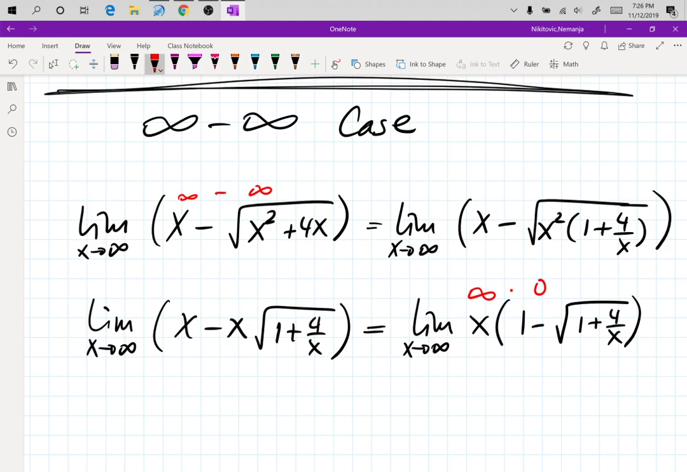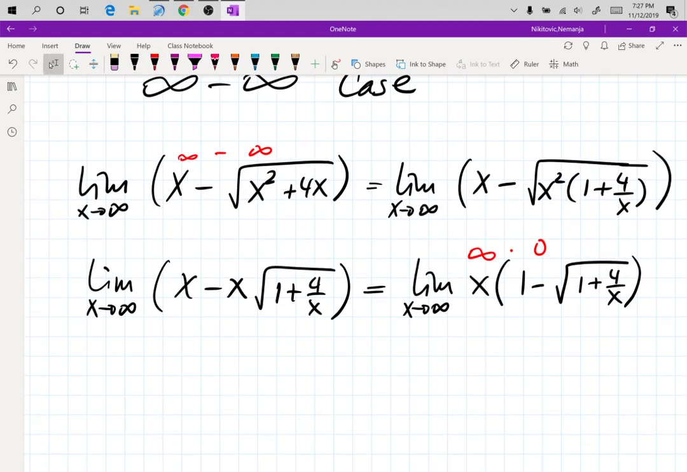Because when you plug in infinity, 4 over infinity is 0. So you just have 1 under the root. Root of 1 is 1. So 1 minus 1 is 0. So the whole parenthesis is 0 times infinity. This is where you use the trick: 1 over. So now use 1 over f.